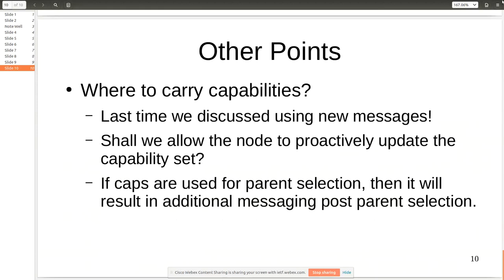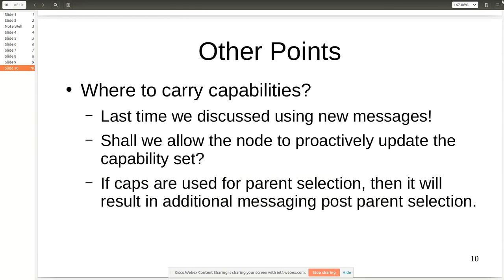So one of the important points that we discussed but haven't really concluded is the new messages. It's not mentioned in this, new messages. So we discussed last time that maybe DIO and DAO is not the right place to carry these capability options. Now I was thinking, what are the repercussions? What are the side effects of having new messages?